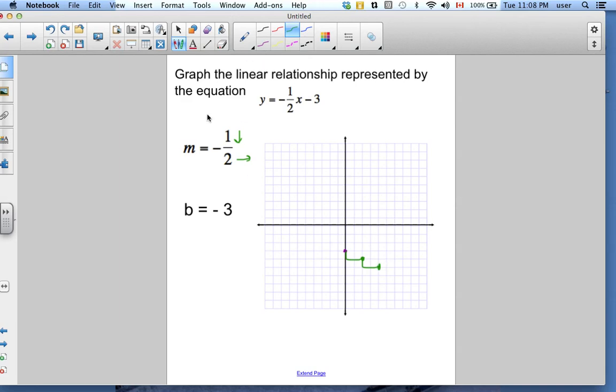Since we have a few points there already, we are going to connect them with a line. And again, remember, once you have your line, I want you to draw some little arrowheads on the end.